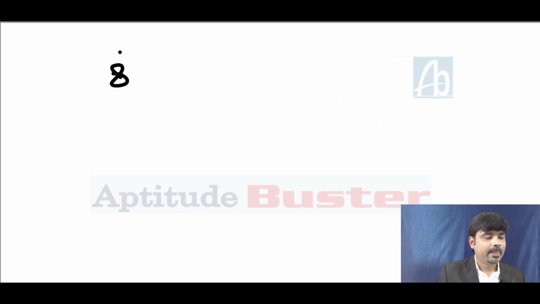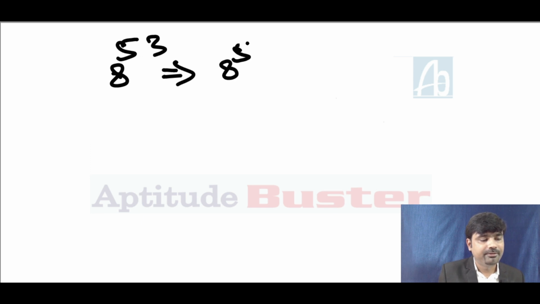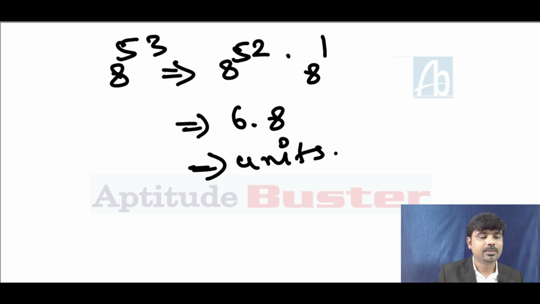8 power 53. Here 8 power 53 can be written as 8 power 52 into 8 power 1. 8 power 52 unit space is 6. 8 power 1 unit space is 8. 6 into 8, 48. Unit space is 8.